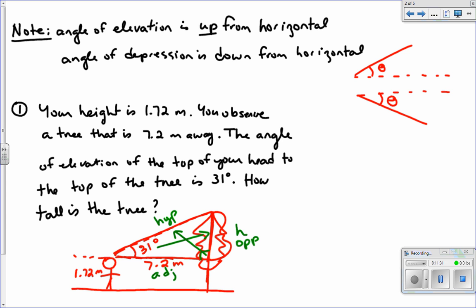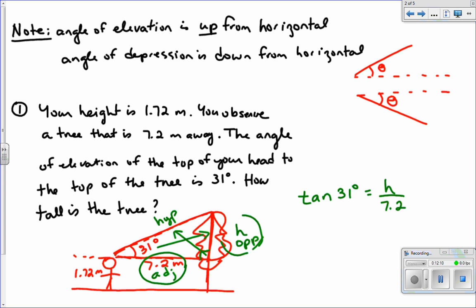So here's how we use our trig ratios. We think about the value that we want to find, so it's the opposite, and we look at the value or values that we've been given. Notice that what we've been given is the adjacent. So I'm going to use the trig ratio that uses the opposite and the adjacent. So that will be the tangent. So the tangent of 31 degrees is equal to h, my opposite, over 7.2.